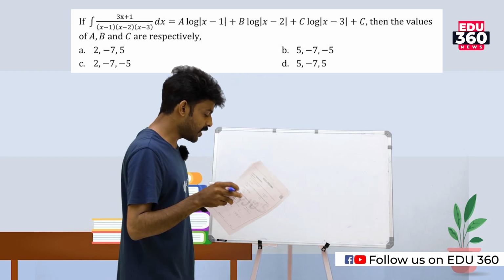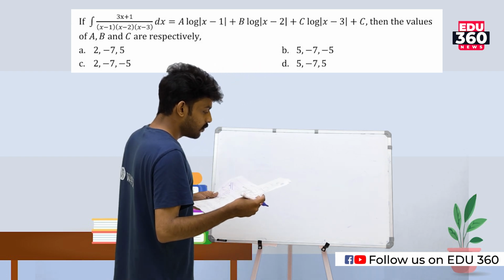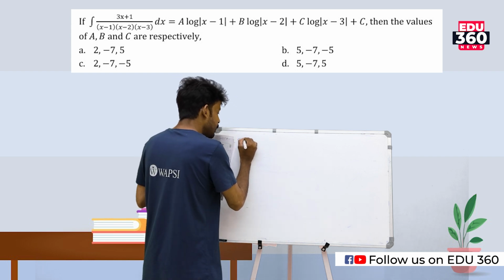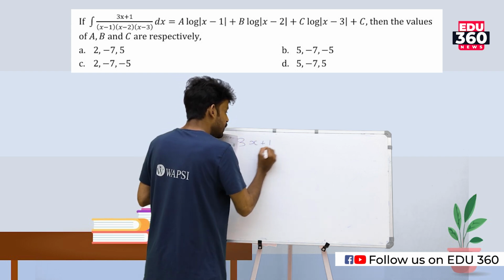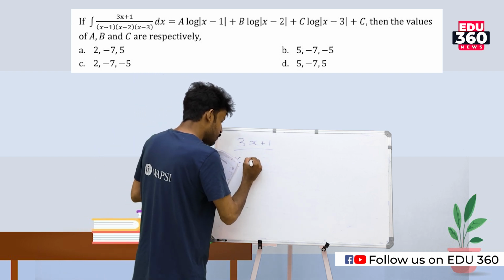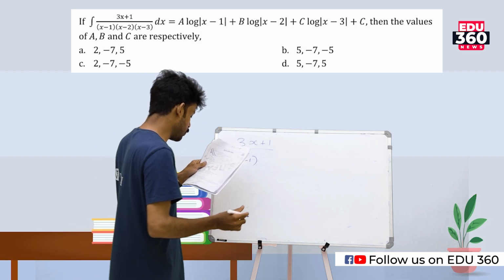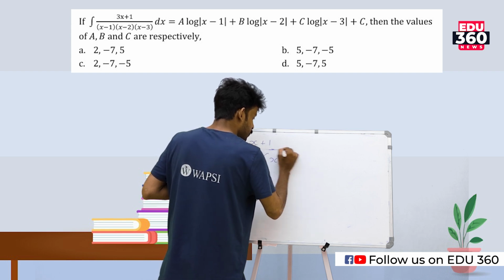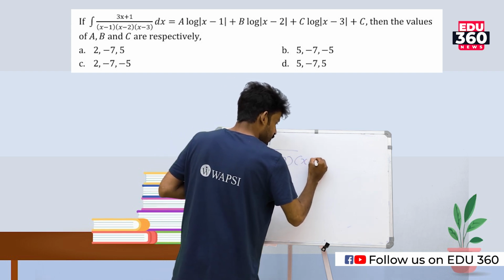So from the question we can write 3x plus 1 divided by the denominator x minus 1 into x minus 2 into x minus 3.